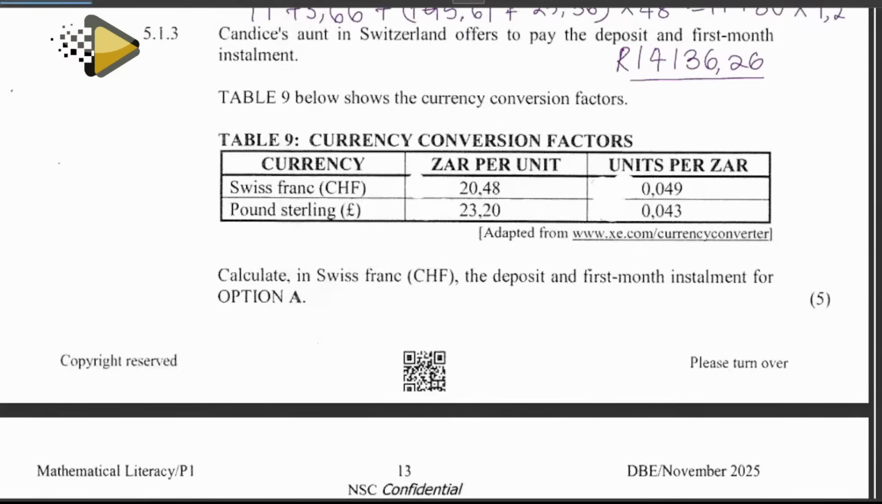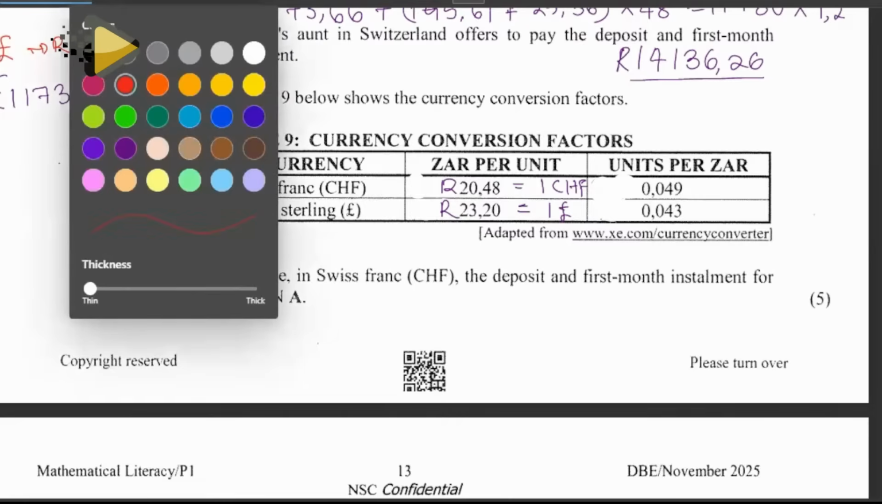Remember, for option A, they tell you you're going to pay this much, 1,173.66. These are pounds, but we want to change them to Swiss money. What we have here are rands: for only 1 Swiss franc, you have this much rands, and for only £1, you have that much. So first we are changing from pounds to rands, then rands to the Swiss franc. That's what you have to know.